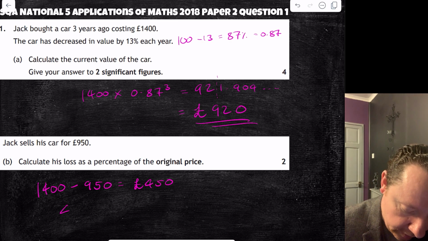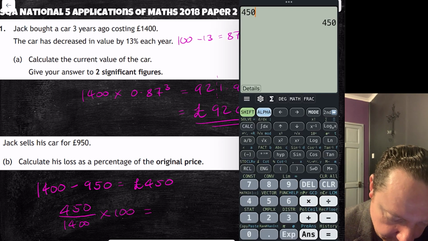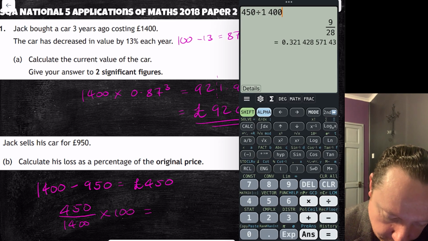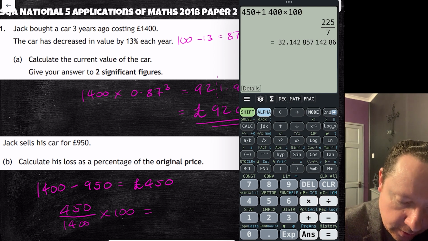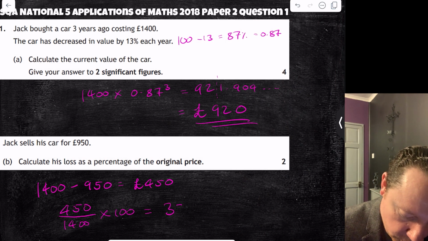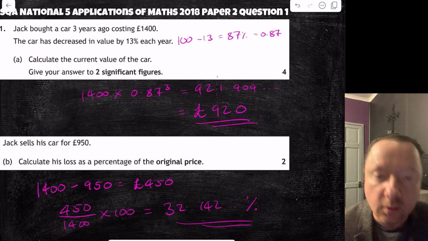So that's 450 divided by the original price, which is 1,400, times 100, because I want it as a percent. 450 divided by 1,400 times 100 is 32.14285. So 32.142%. No need to round, so we're done there.